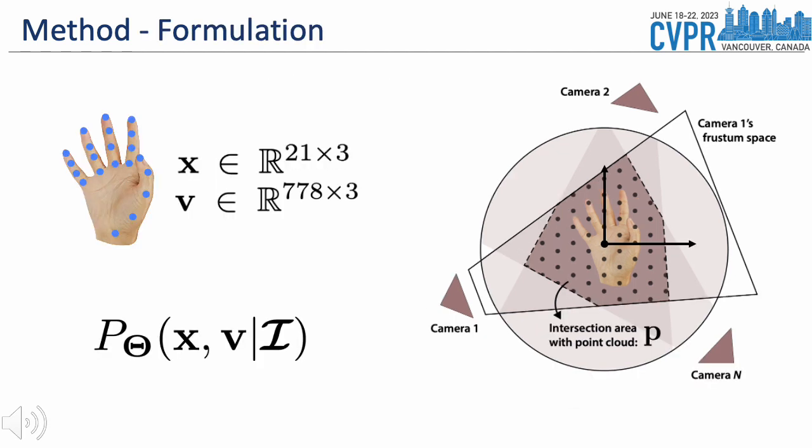Here is the problem definition we use. Capital X to denote the 21 skeleton key points and capital V for the 778 hand surface mesh points. Our learning objective is to find a value for theta that maximizes the probability that X and V lie in the ground truth.